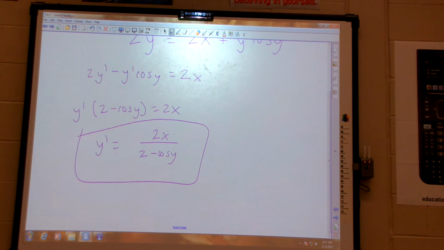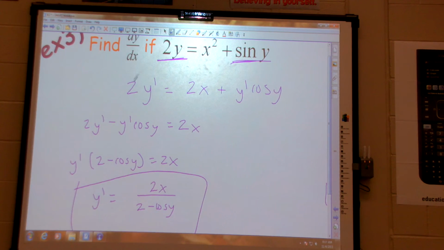By the way, in some books, and I think it's easier to use y prime, but some people, instead of writing this, they'll write 2 dy dx equals 2x plus dy dx cosine y. Because remember, dy dx is the same thing as y prime, correct? I personally think it's shorter just to use y prime. But it's the same thing.